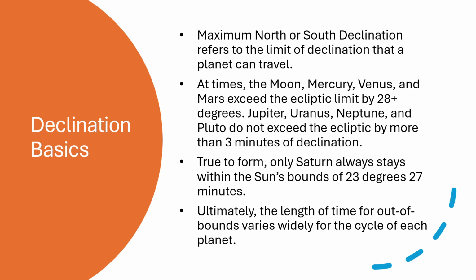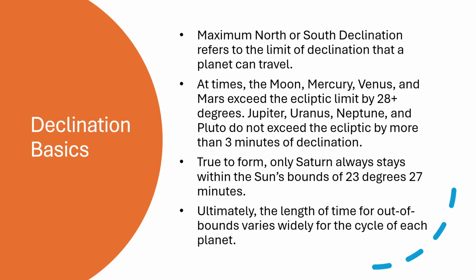Okay, so maximum north and south, that's the limit of declination a planet can travel. Moon is not alone in going out of bounds. Mercury, Venus, and Mars can all go out of bounds quite a bit. Jupiter, Uranus, Neptune, and Pluto don't go out of bounds hardly at all. They just get a little bit higher. And Saturn pretty much stays within that boundary line all the time.